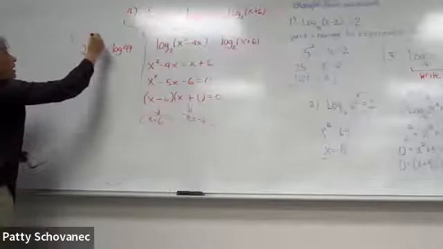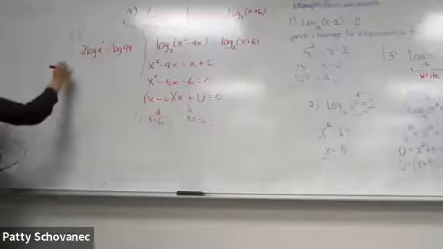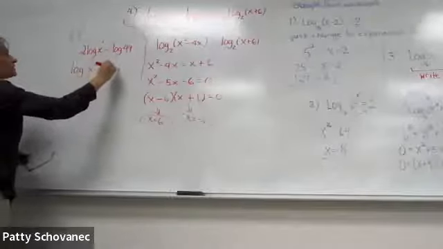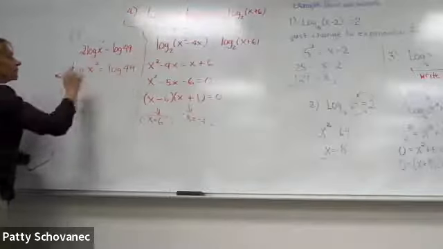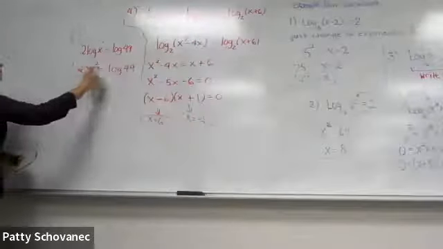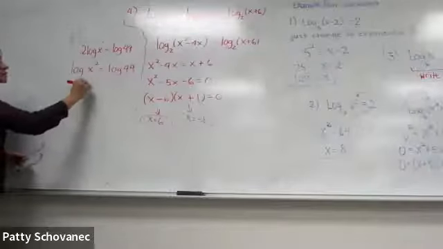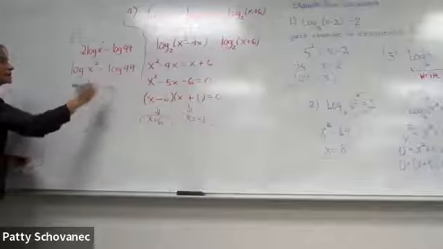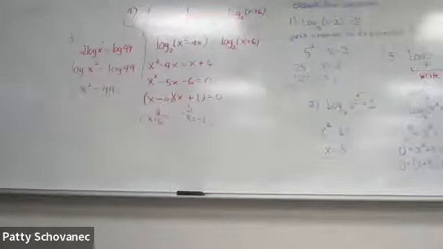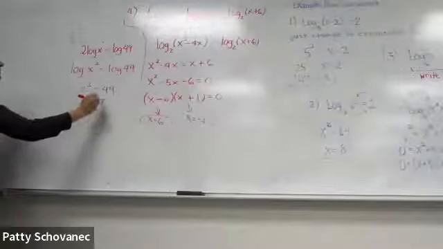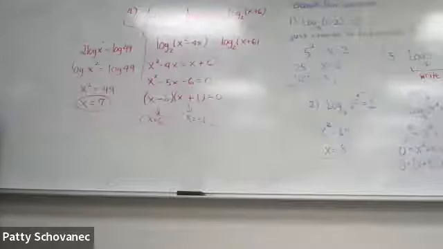So that's a property of logarithms. Coefficients become powers. So now I have the log of x squared is the log of 49. One log is equal to another log. They're both logarithms base 10. That allows me to get rid of the logarithms and just work with the x squared is 49. I know this equation has 2 solutions, but I only want the positive one. So our answer is x is 7.